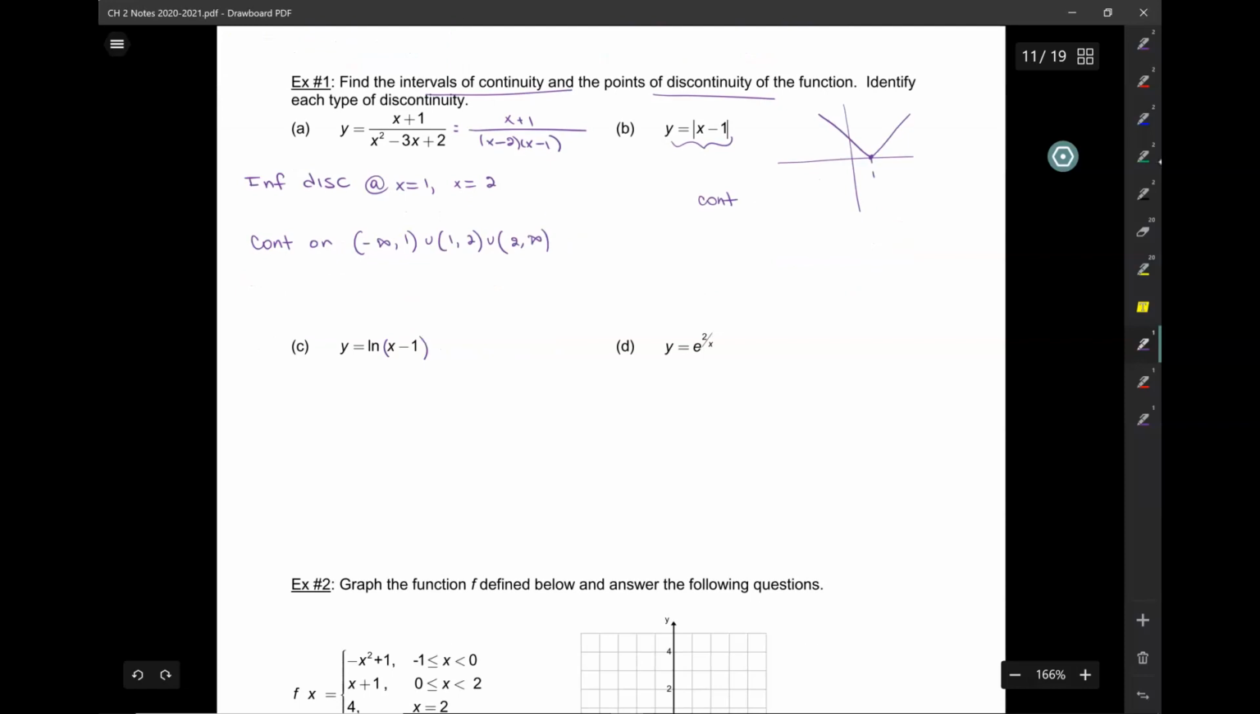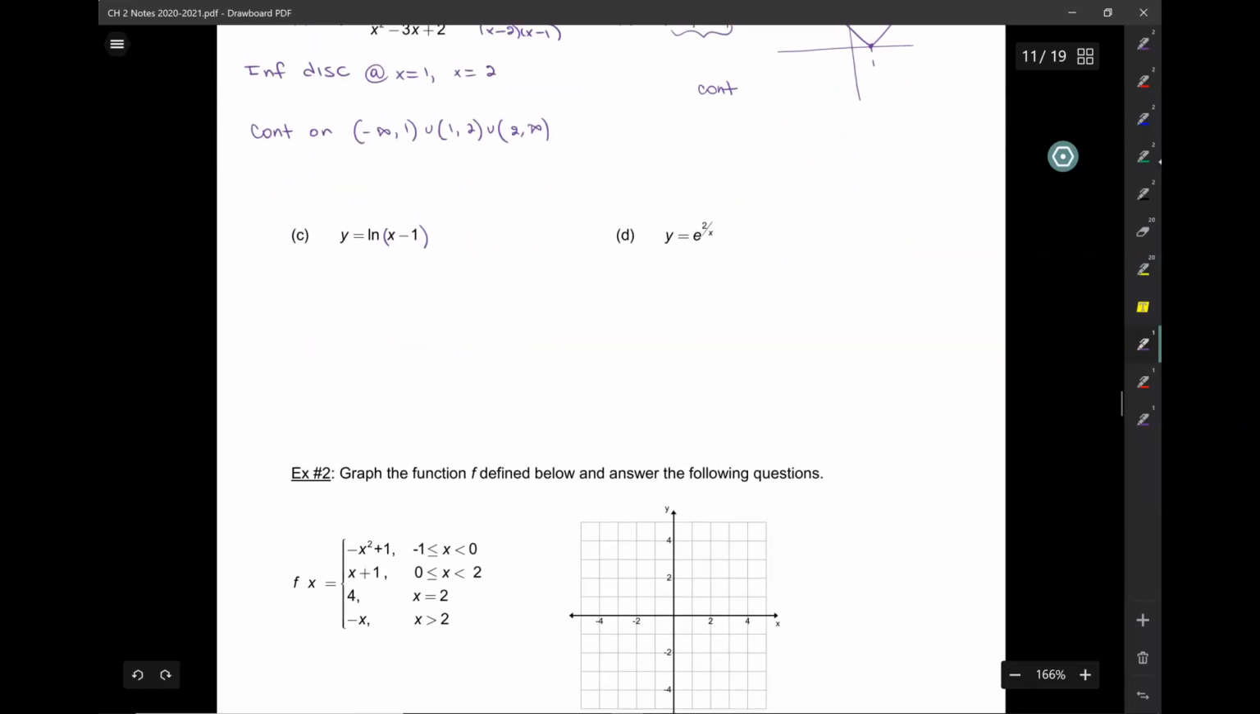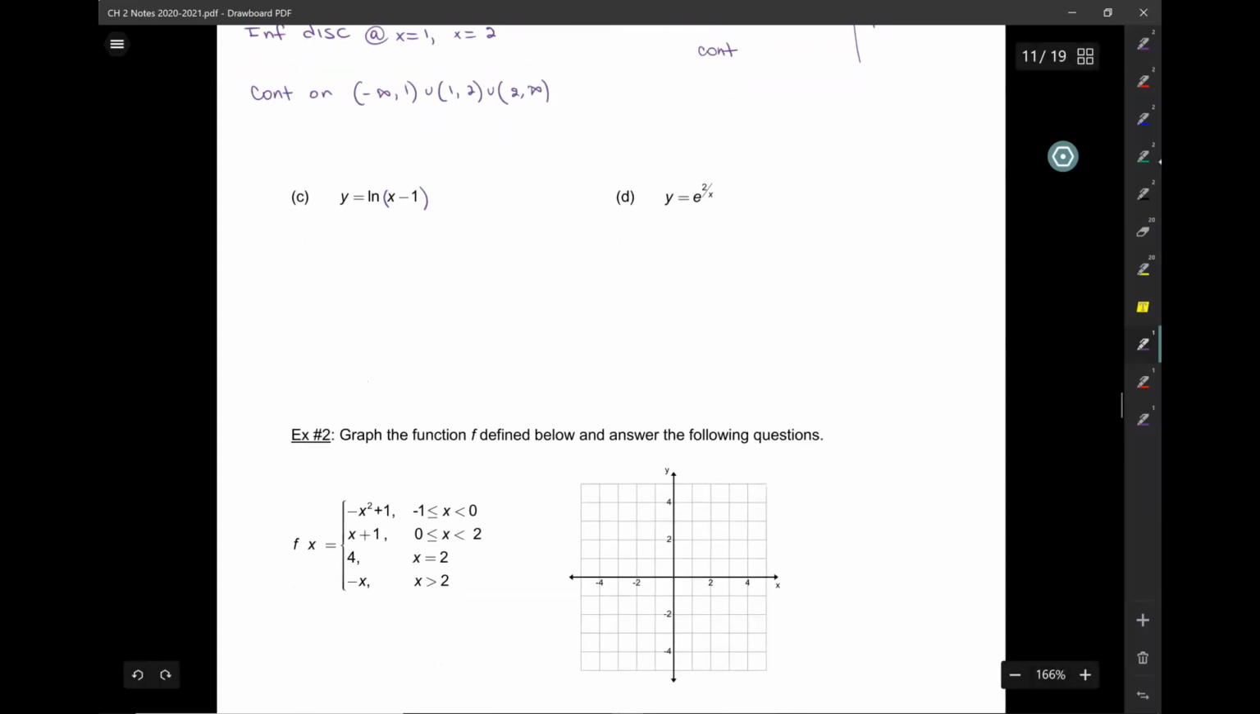For ln, again, all of these on this page are things that you should know without a calculator, right? You should know where discontinuities exist. You should know how ln looks. ln is the inverse of e to the x. That means instead of a horizontal asymptote, it's got a vertical asymptote. x minus 1 means everything is shifted to the right 1 unit. So the vertical asymptote is at 1 instead of at 0, and that just looks like that.